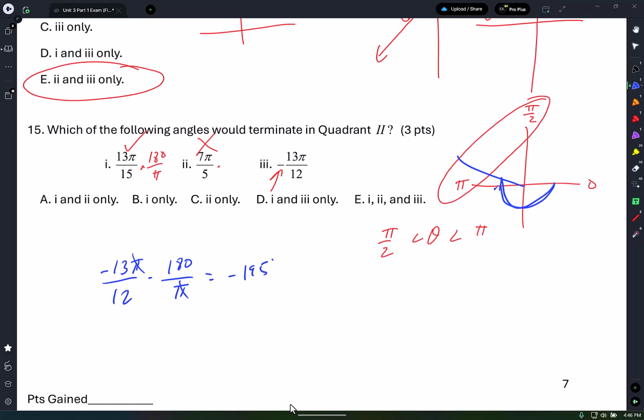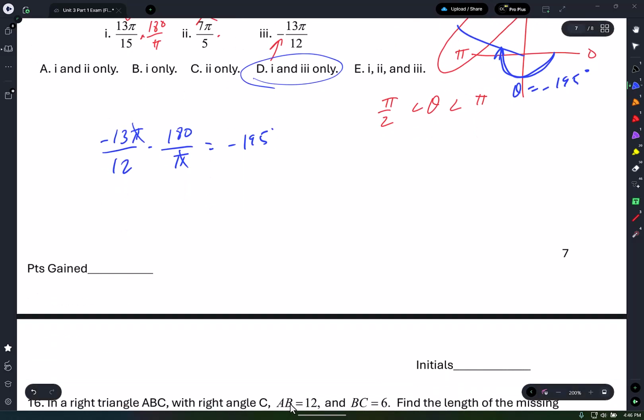If I do this, I'm in quadrant 2 there. See, do you see that? So it is 1 and 3 again. So this one looks like it has a common theme there. How do we feel? All right, let's keep going.